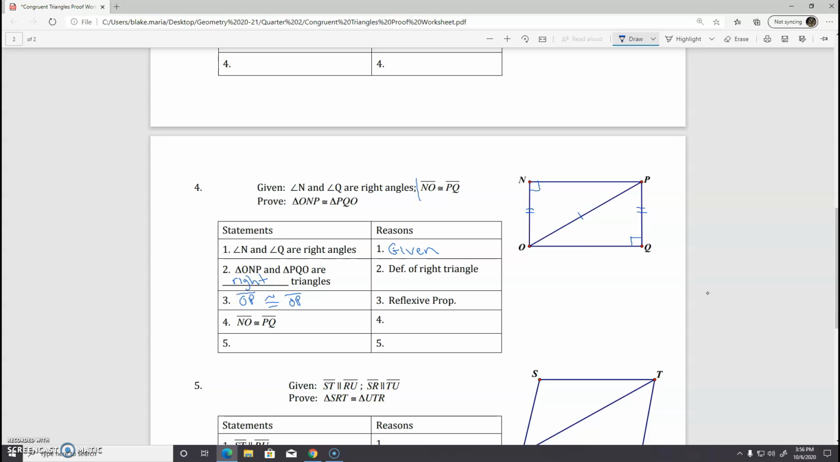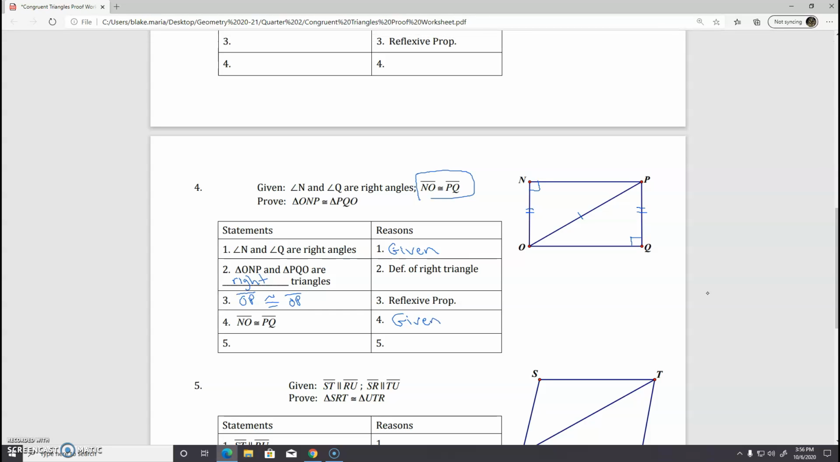Where did they get that? Well, it was given again. So sometimes givens can be kind of peppered throughout your proof whenever you happen to need them. And understand what we wanted to prove. That should always be where you wind up. We wanted to prove triangle ONP was congruent to triangle PQO. And did we? Yeah, we did. They're congruent by hypotenuse leg. They have a hypotenuse in common and a leg.